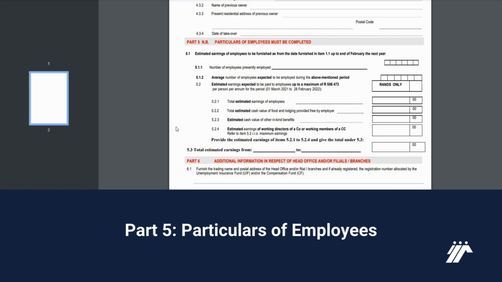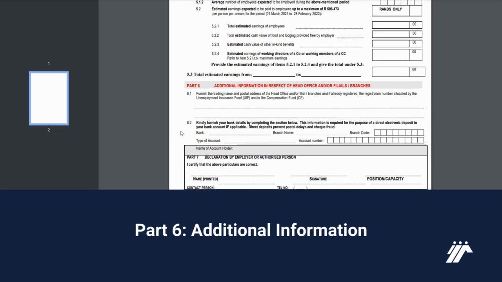Okay, great. That makes sense, Viv. So part 6, the final section, this is additional information. Could you just explain what is required here as well? On the additional information required by the head office, it is very important for a company to have a legit business bank account.